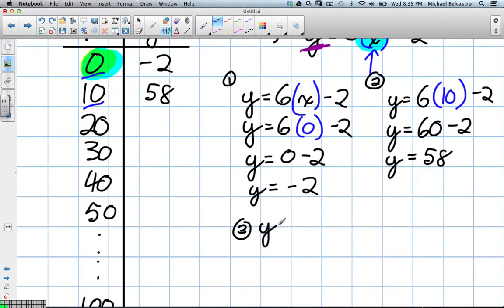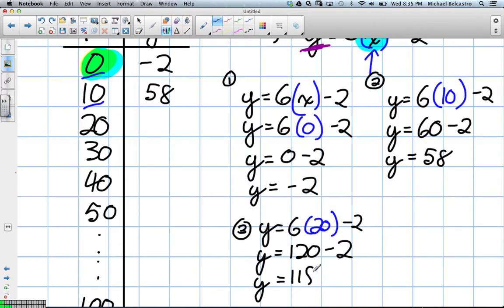Third equation, what do you think we're going to plug in for x? 20. That's right. Minus 2. What is 6 times 20? It's actually 120. Yeah, we just add a 0. That's okay. And then we subtract 2. So y will be equal to 118. So we continue this pattern, okay?